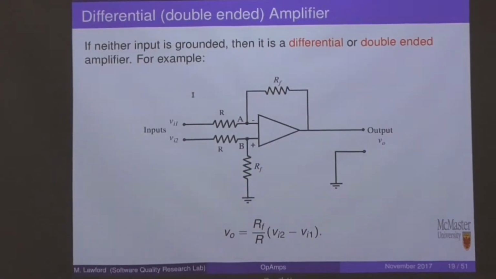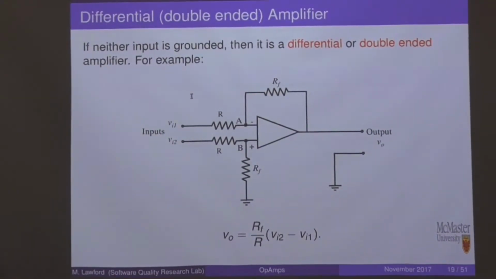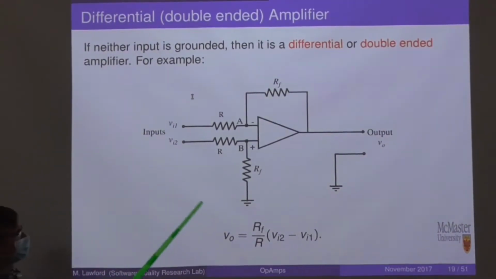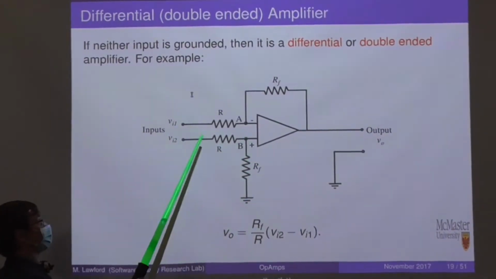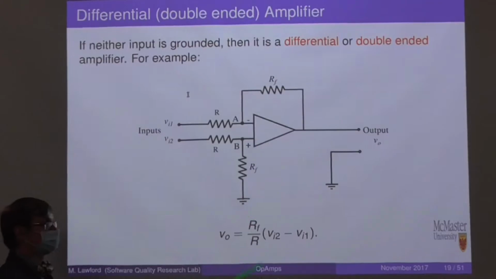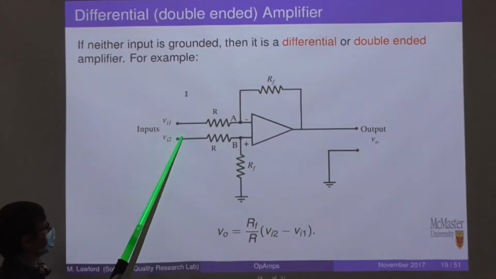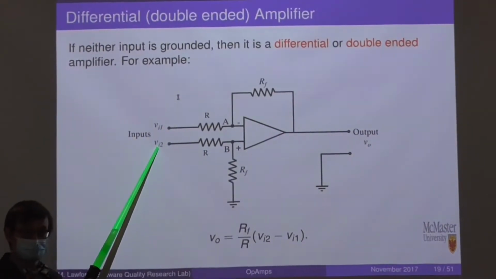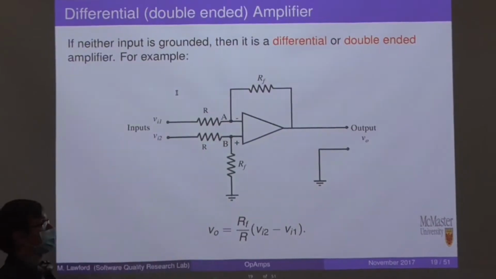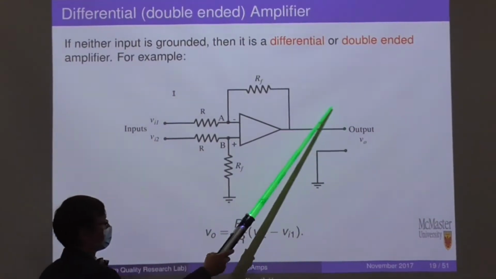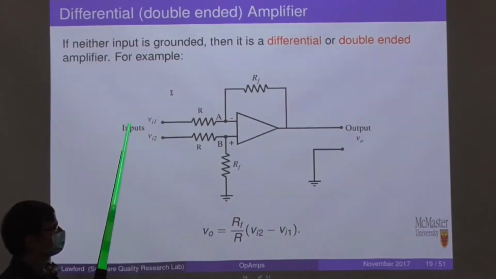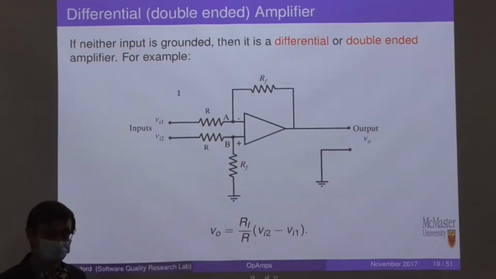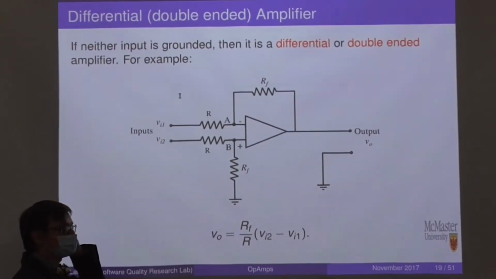So, the solution to this problem is what's called the differential or double-ended amplifier. Previously, we had this guy just connected to ground, but now we have 2 input voltages, resistors on either side, right? And our output voltage is related to the difference between the 2 inputs by a factor of RF over R, right? So, I hate these things.